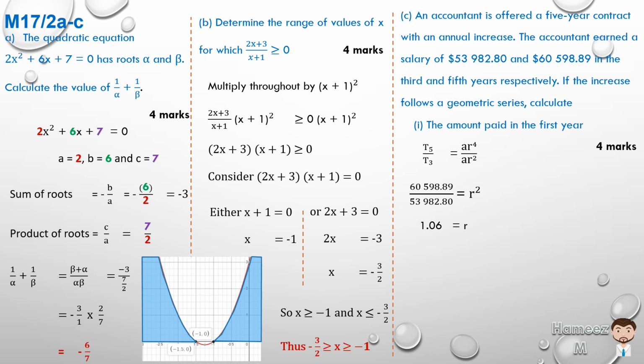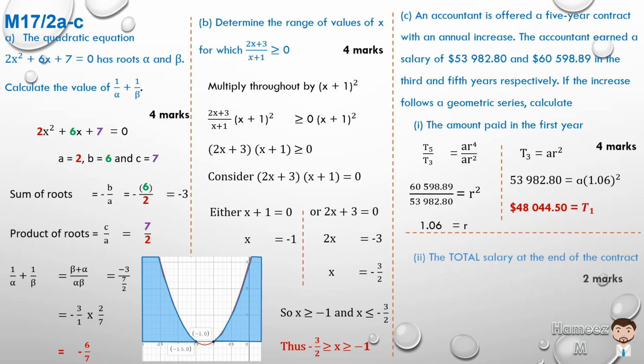Since we know r, we can substitute into either t to the 3 or t to the 5, any one. So let's consider t to the 3 is equal to ar squared. And we know t to the 3 is $53,982.80, which is equal to a times r squared, 1.06 squared. As such, a, which is the same thing as t to the 1, the first term, is equal to $48,044.50.